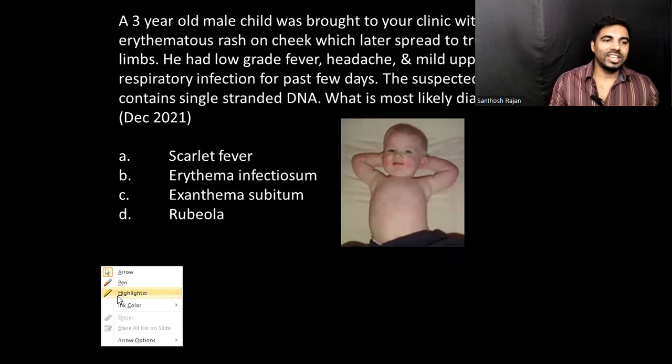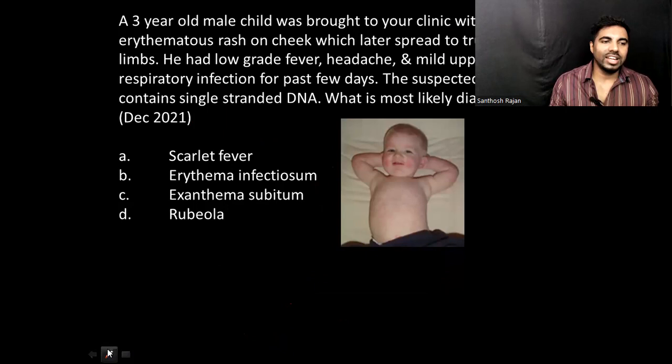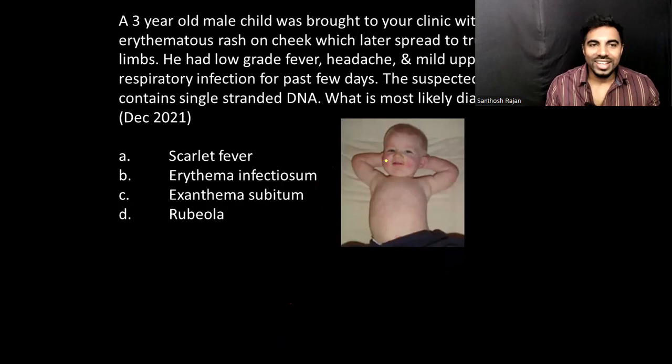So just only see the picture. Don't do anything, by picture only you will get the idea. What is this? Okay. What do you think? What is shown in this picture? A cute baby smiling. It has a rash on his cheek. It's a 3-year-old boy, erythematous rash on the cheek.